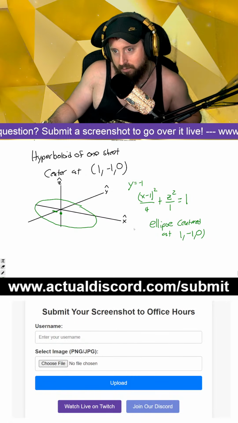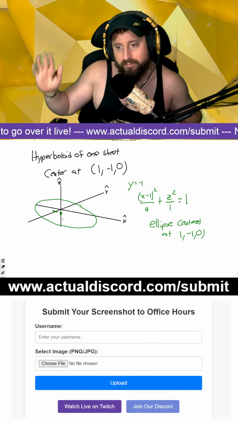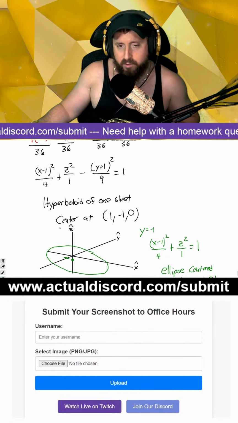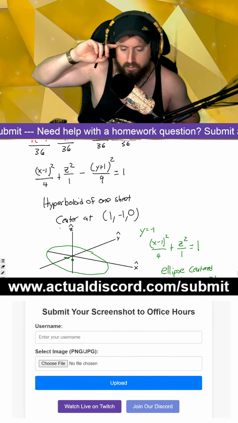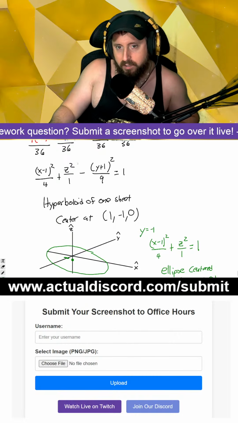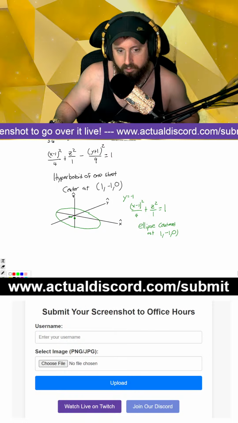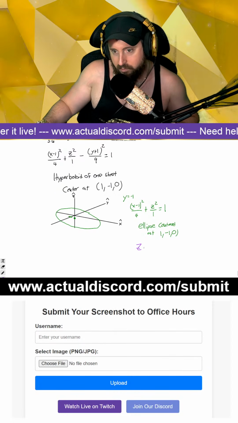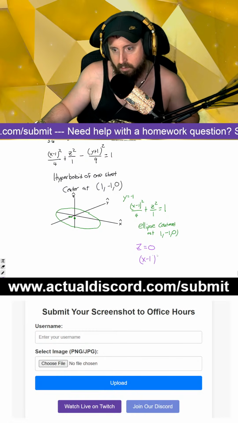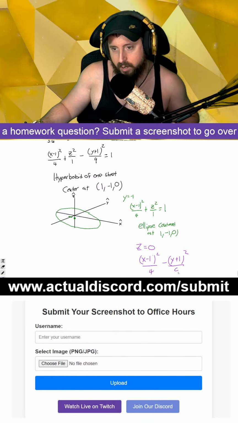Okay, so I think that's where it is. It's centered here. It's longer in the x-axis than it is in the z. Cool, so we got the ellipse. And then what's going to happen is we have two hyperbolas, depending on whether we hold the x or the z equal to 0. In this case, I can hold z equal to 0. Then my equation reduces to (x minus 1) squared over 4 minus (y plus 1) squared over 9 is equal to 1.